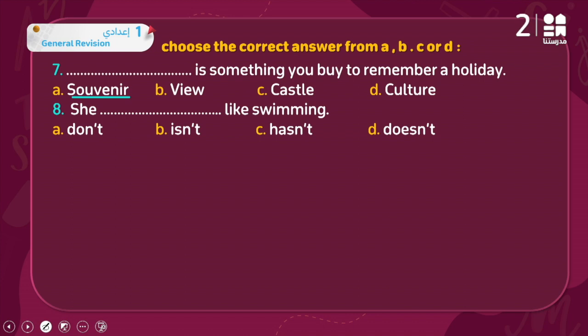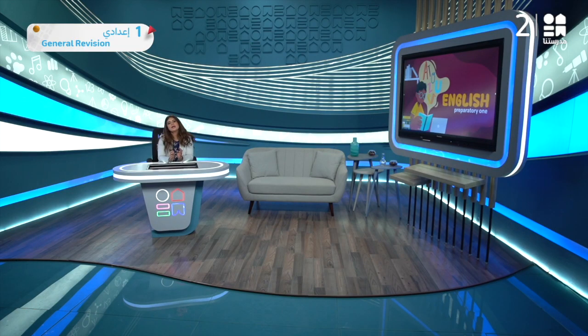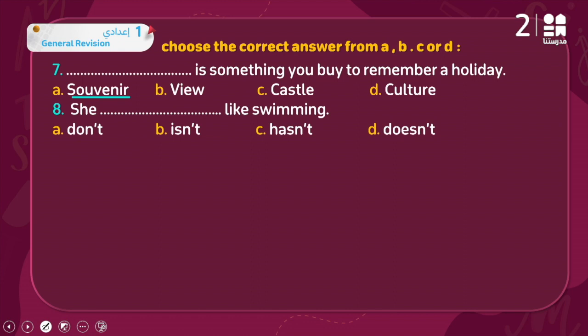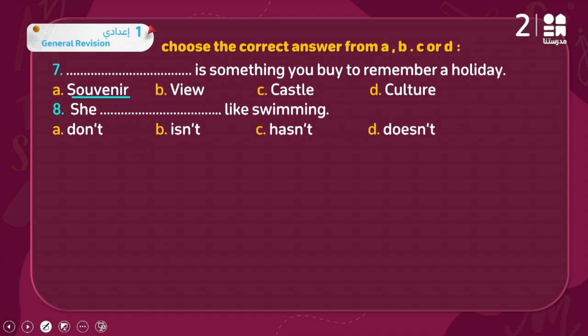Number 8. She space likes swimming. Don't, isn't, hasn't or doesn't. Here I'm talking about a fact for her. For any fact or for any habits, or anything we are used to, or anything related to facts of nature, in this case I use present simple tense. I can add s, or leave it in infinitive form. In present simple, I add s or es with singular subjects, or I leave it as it is in infinitive form if I have a plural subject. So here I say she doesn't like.